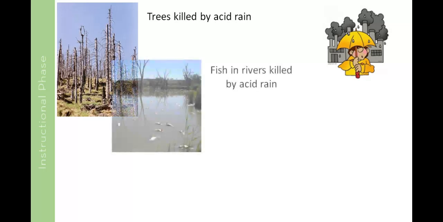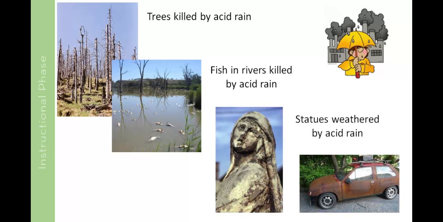Acid rain can also contaminate waterways. So, for example, rivers and streams. If there's a lot of acid rainfall into those rivers and streams, the pH of the water can change, and if the fish don't adapt to it quickly enough, they die. So it damages aquatic ecosystems, aquatic meaning water.